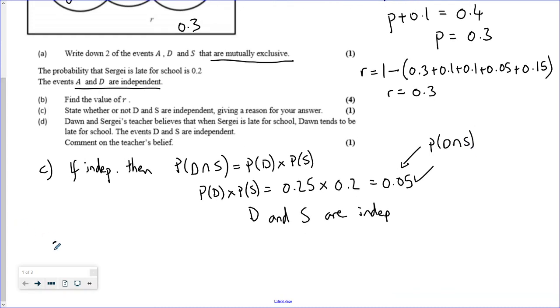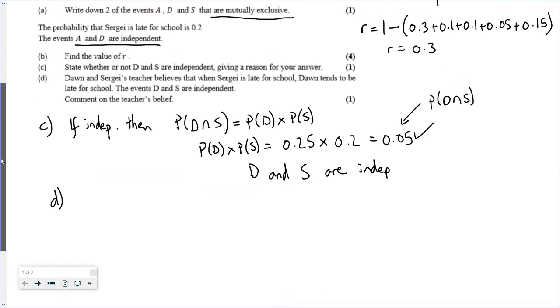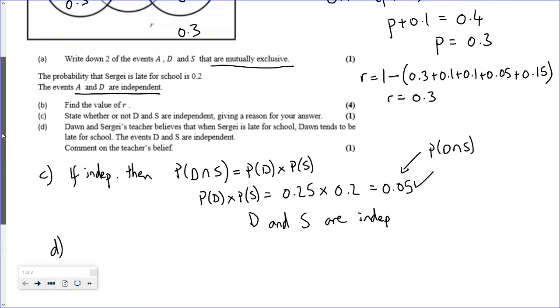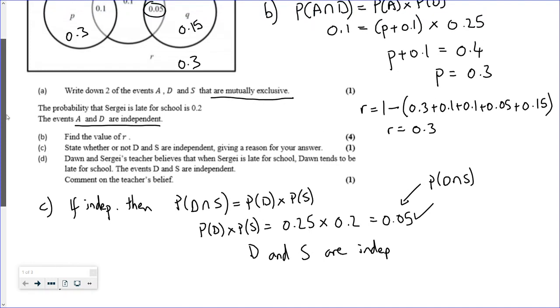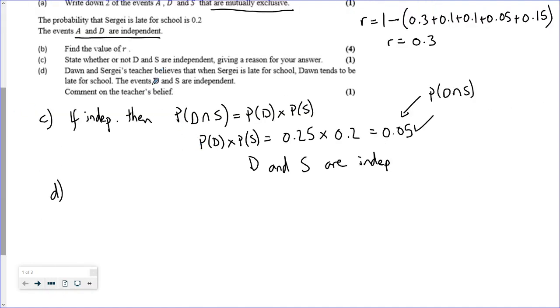Right, in part D, the school teacher thinks that if Sergey is late, then Dawn tends to be late too. And we're asked to comment on that belief. Well, because we know that D and S are independent, this means that basically, if Sergey is late, it doesn't change the probability that Dawn is late. So the probability that Dawn is late is not going to depend on whether Sergey is late or not. So the teacher is going to be incorrect.